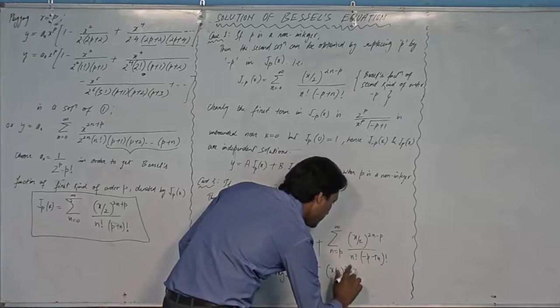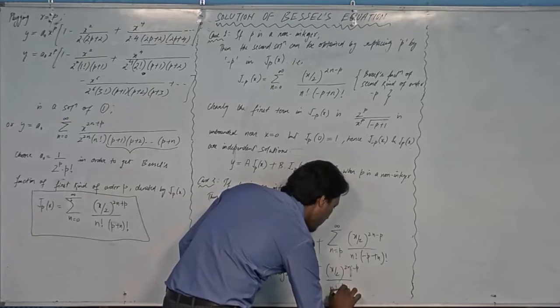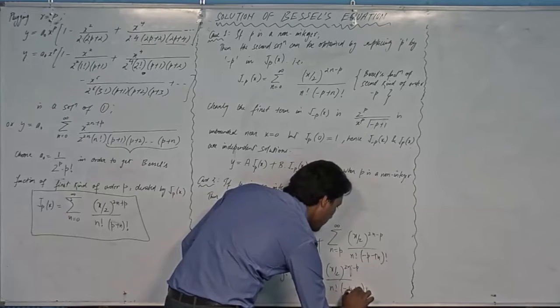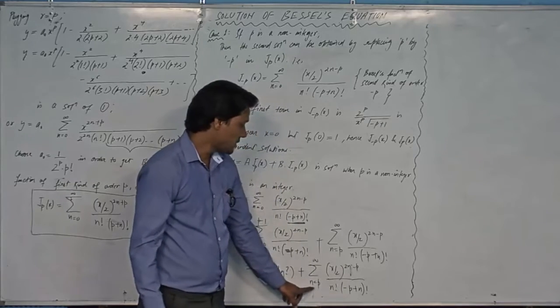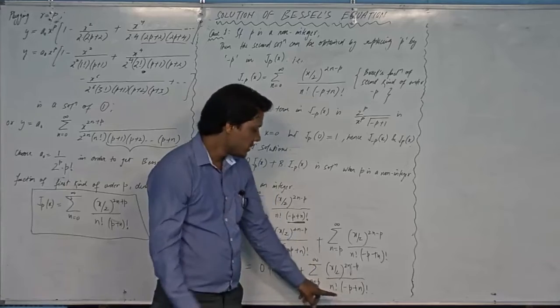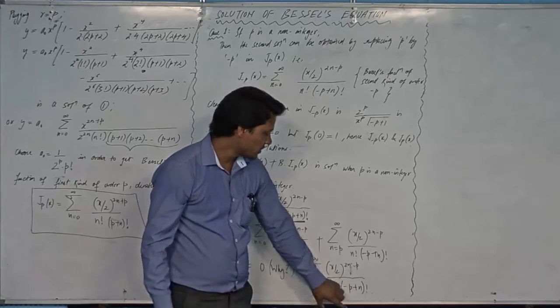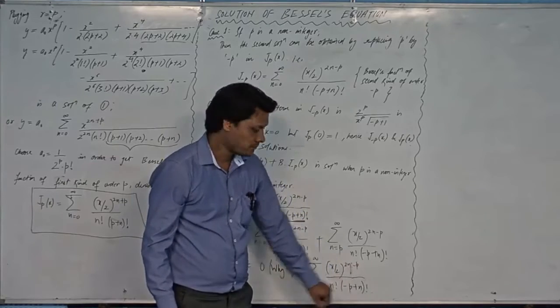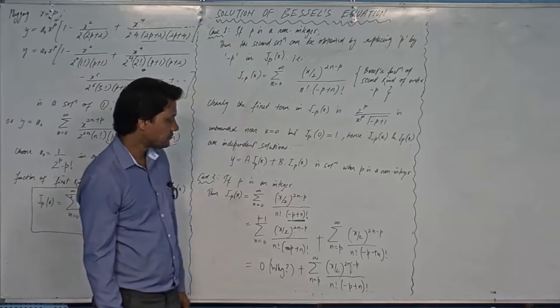(x by 2) to the power 2n minus p, divided by n factorial times (minus p plus n) factorial. Note that here you cannot have a negative factorial, because n is starting from p. If you put n equal to p, you will get 0 factorial, that is 1. If you put n equal to p plus 1, you will get 1 factorial, that is 1, right? So that situation is not happening here, right? So you are left with this, because this is 0, okay, you are left with this.